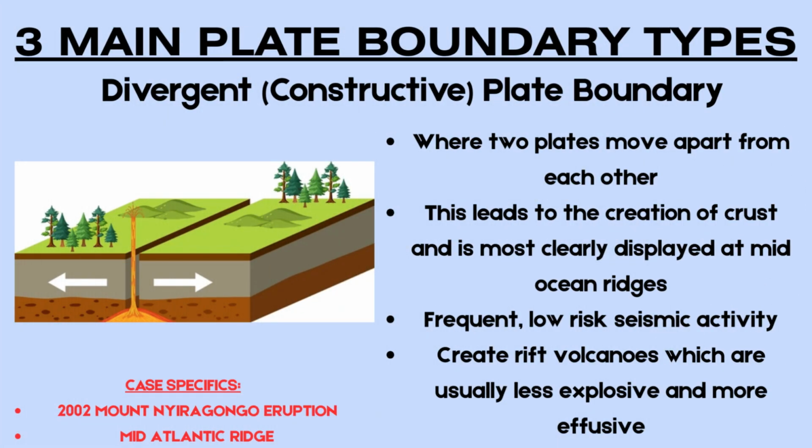Divergent or constructive plate boundaries are where two plates move apart from each other. This leads to the creation of crust and is most clearly displayed at mid-ocean ridges. They can cause frequent, low-risk seismic activity. They also create rift volcanoes which are usually less explosive and more effusive.